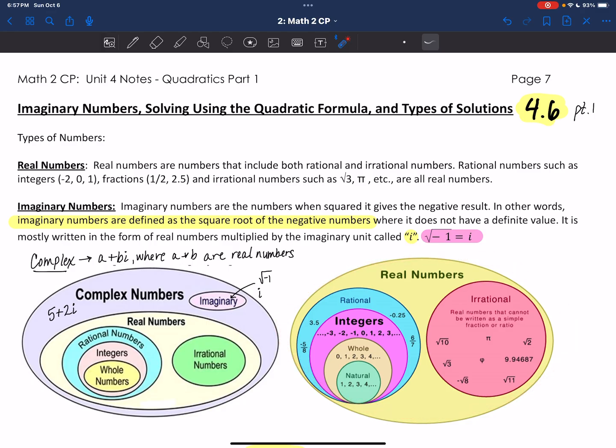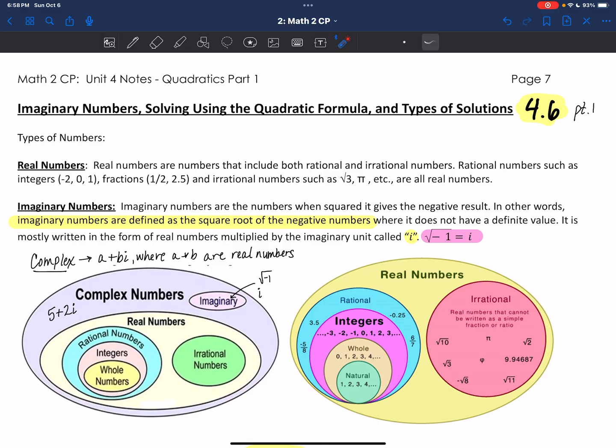Now we're going to add another set of numbers, and those are called imaginary numbers. So here are your real numbers that you've learned, and we're adding another set which is imaginary. Imaginary numbers are numbers that, when squared, give a negative result. In other words, imaginary numbers are defined as the square root of a negative number, which does not have a definite value, so it can't be simplified to anything.